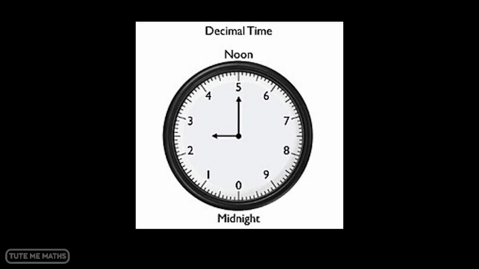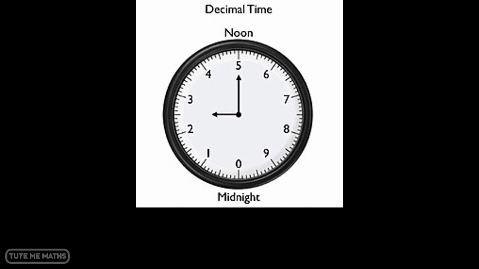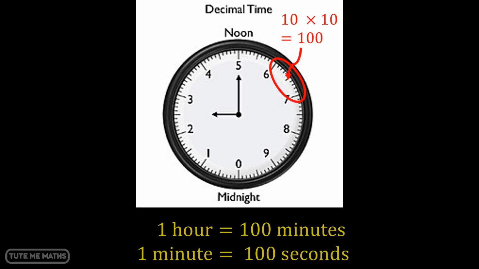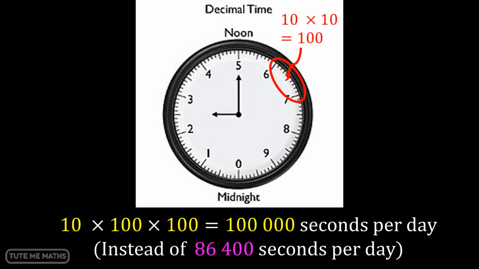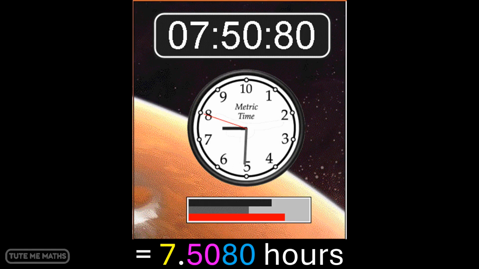In metric or decimal time, using 10 hours per day, each hour was split into 100 minutes and each minute into 100 seconds, giving us 100,000 seconds per day instead of the 86,400 seconds that we have in our current base 60. This actually made time conversions very easy, as shown in this clock, where 7 hours 50 minutes and 80 seconds into the day is identical to 7.5080 hours.